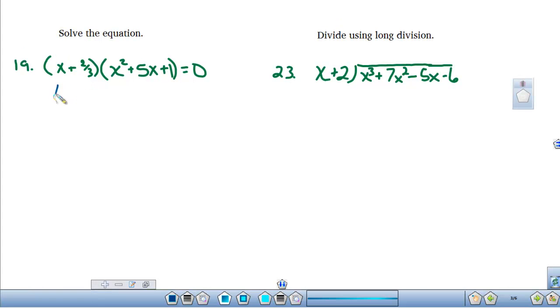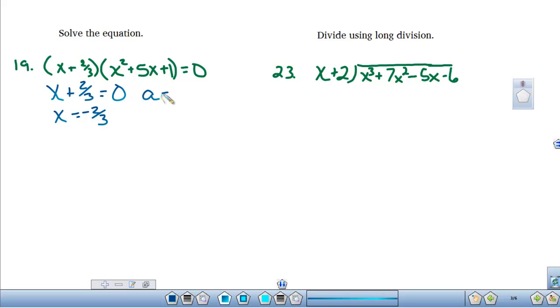So we're going to start by setting x plus 2/3 equal to 0 and subtracting 2/3 from both sides, and we get the first 0 very easily: negative 2/3. The second 0 is not quite so easy. We can see it as a trinomial. First thing you may want to do is try to factor it, but there are no factors of 1 that will equal 5, which leads us to the quadratic formula.